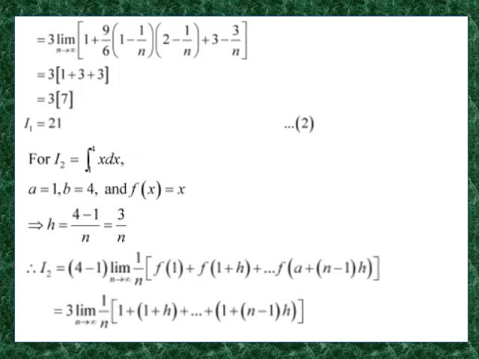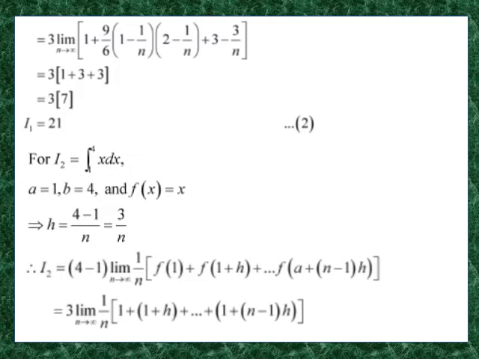Now I2 was the integral from 1 to 4 of x dx. So here a is equal to 1, b is equal to 4, f(x) equals x, and h equals b minus a upon n, 4 minus 1 upon n, that is 3 upon n. Therefore I2 becomes 4 minus 1, limit n tends to infinity, 1 upon n, f(1 plus h) and so on, up to f(a plus n minus 1 into h).